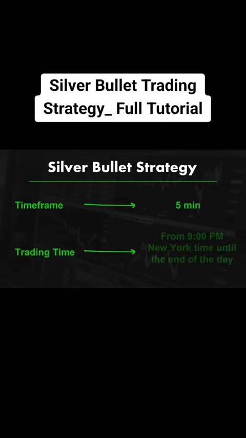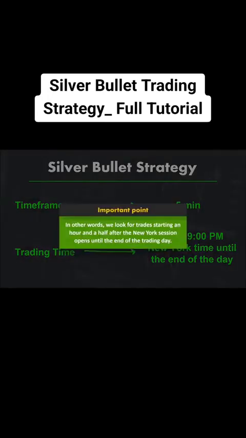Before explaining this entry model, we need to mention that we use a very specific time frame and time zone to look for trading opportunities in the silver bullet trading setup. The time frame for this setup is a 5-minute chart, and the trading time window spans from 9 a.m. New York time until the end of the day. In other words, we look for trades starting an hour and a half after the New York session opens until the end of the trading day.